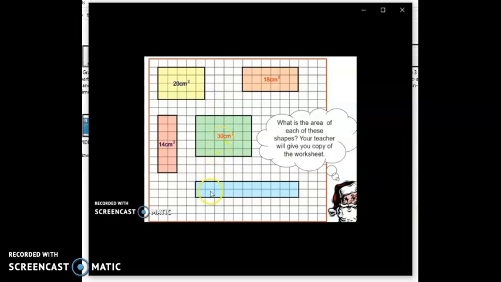So what about this one? Tell me the answer for this one. First of all, let's count the number of rows. 1, 2. And what about the columns? 1, 2, 3, 4, 5, 6, 7, 8, 9, 10, 11. It means 11 columns and 2 rows. Then how much will it be? 2 multiplied by 11 equals 22. And centimeter square, because this is the unit of area.